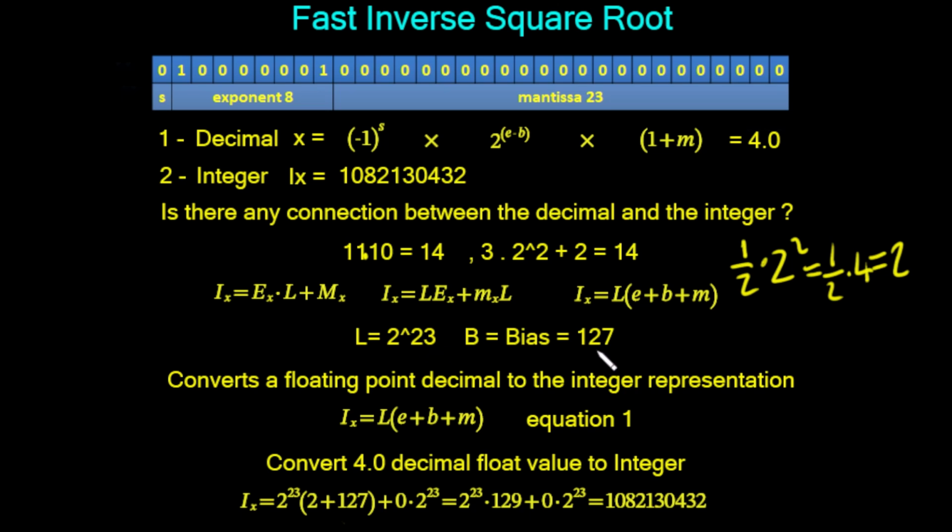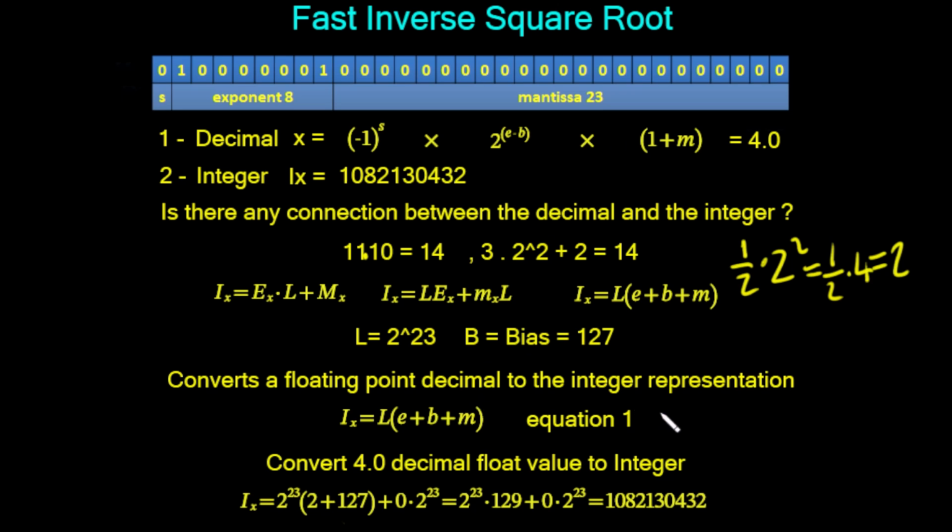but we will look at a 16-bit example later on. So the most important thing to get out of this so far is that we've got this little equation here, Ix equals L(e plus b plus m), and this is what we'll call equation 1, and this converts a floating point decimal to the integer representation, and it converts it in terms of these values here, the e, the b and the m, and also this value of L. So it's a nice way of connecting this number here, which is kind of very random, but it connects this random number to the actual floating point representation.